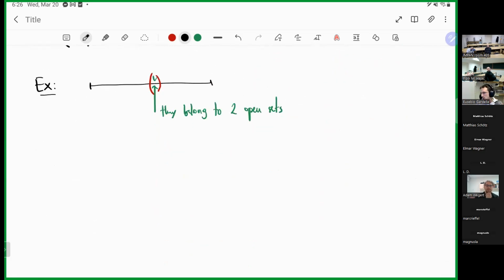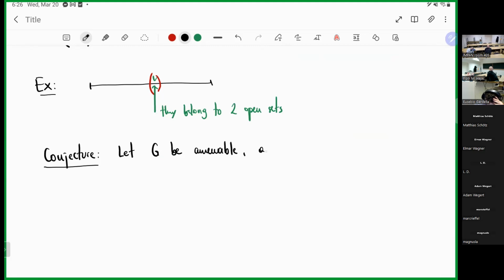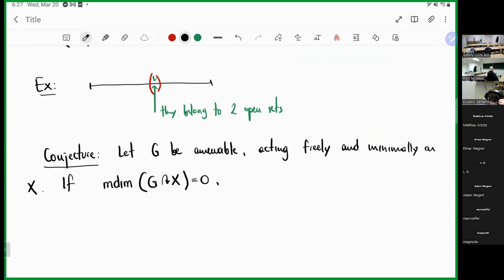So let me tell you what is believed to be the outcome in the end. This is a conjecture. I don't want to attribute it to anyone because no one has stated it in this form, but weaker conjectures have been stated that in combination are equivalent to this one. So this is a combination of conjectures in the literature. Let G be amenable, acting freely and minimally on X. I'm not assuming that X has finite dimension. If the mean dimension of the action is 0, then the crossed product is conjectured to be Z-stable.